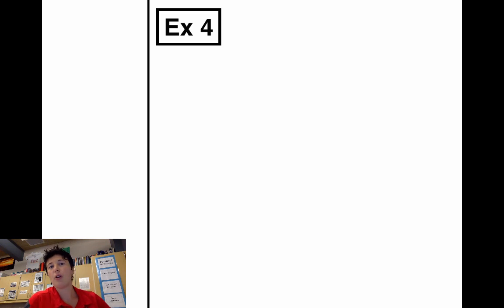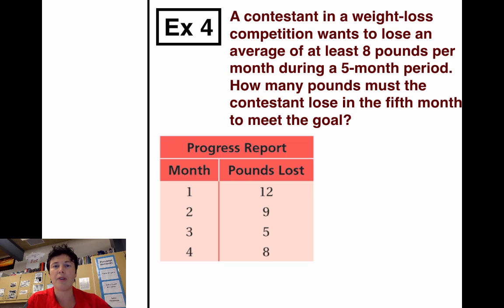Well, that relates to our last example today, example 4. We're going to talk about a contestant in a weight loss competition who wants to lose an average of 8 pounds per month during a 5-month period. So how many pounds must the contestant lose in the 5th month to meet the goal?